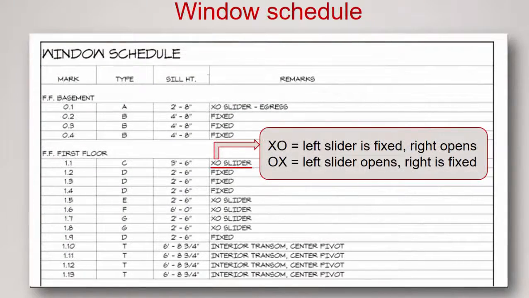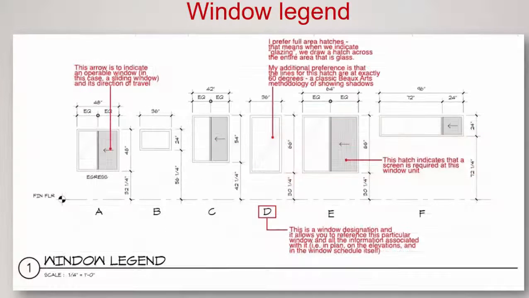The window schedule can call out where the window is at, basement, first floor, the type of window. Here they've designated them A, B, C, D, E, F, G, D, and T. The sill height, so that would be the height off the floor, so above the floor, and any other remarks about that type of window. Slider, fixed glass, egress, transom, and so on. The window legend can tell us a little bit about the swing of the window. Does it swing out to the left? Is it a double hung window, slides up and down, a slider?